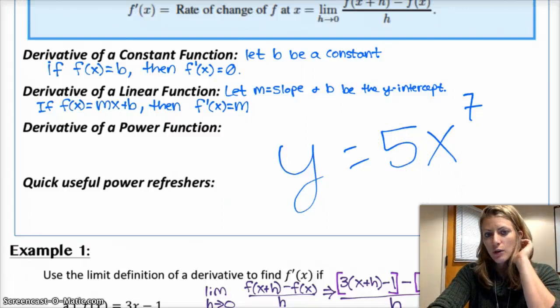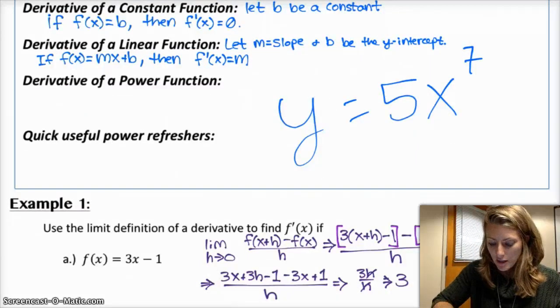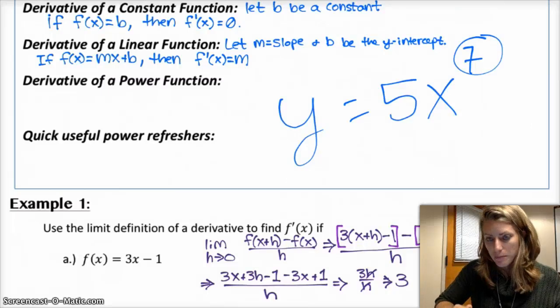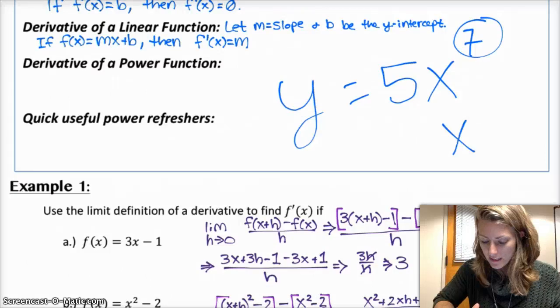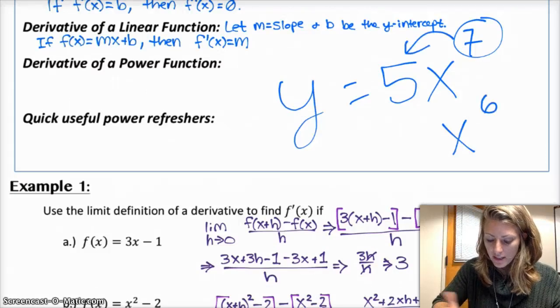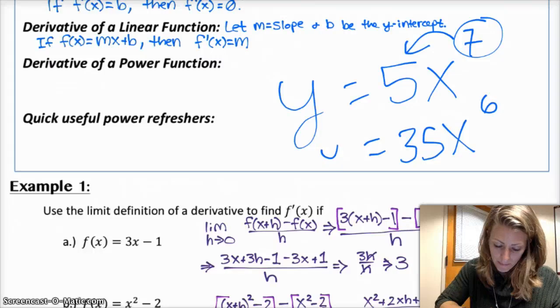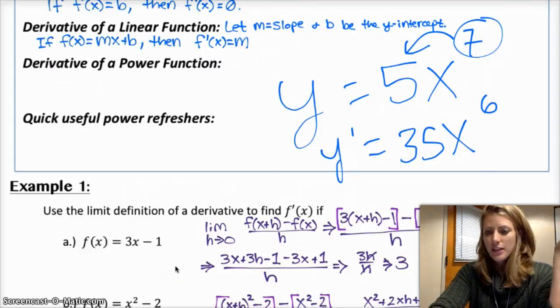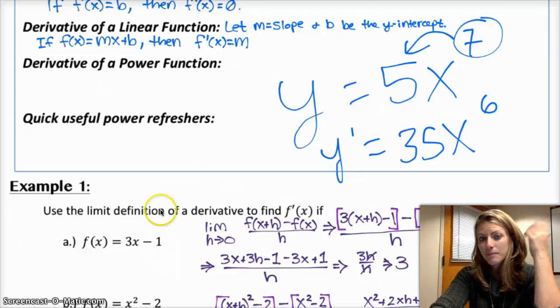The cool thing about the derivatives of power functions is you can actually just take your exponent, drop it down by 1. So it used to be x to the 7th, now it's x to the 6th. And that number, the 7, gets multiplied by the number out front. So 7 times 5 is 35, x to the 6th. So y prime, in this case, would be 35x to the 6th. That's a nifty thing and really useful for a power function.